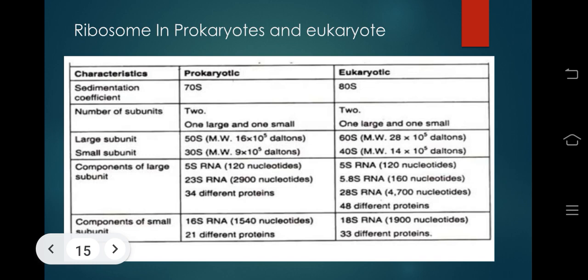Ribosomes in prokaryotes and eukaryotes: sedimentation coefficient, which is not an additive value. Prokaryotic 70S, eukaryotic 80S. Number of subunits is 2, a large one and a small subunit. The same is the case with eukaryotes, 2 subunits. Large subunit 50S, and large subunit 60S in eukaryotes. Then small subunit 30S in prokaryotes, but it's 40S in eukaryotes. So components of the large subunit: 5S rRNA, 23S rRNA, 34 different proteins. Components like this are given later.